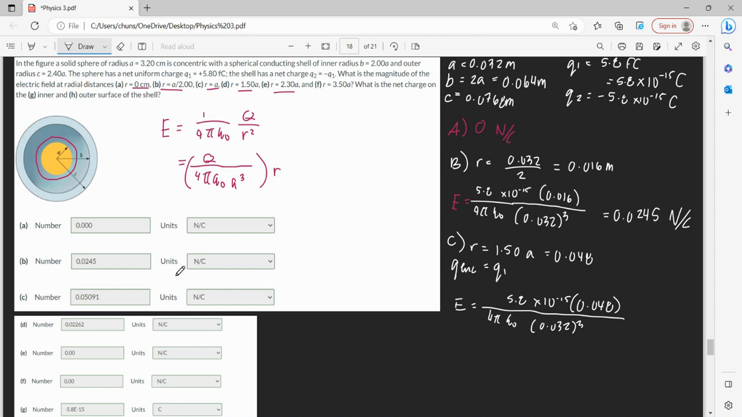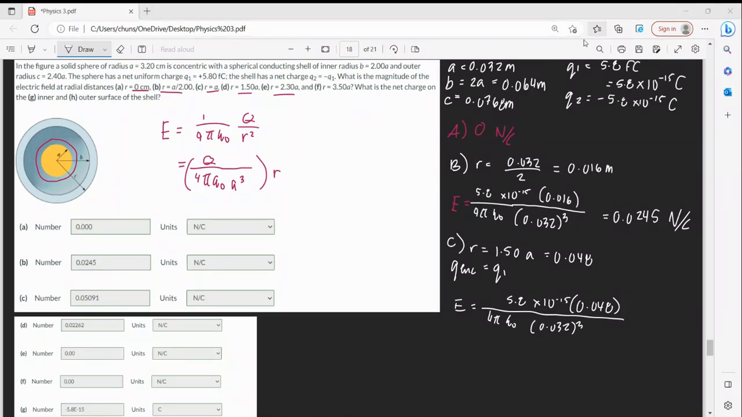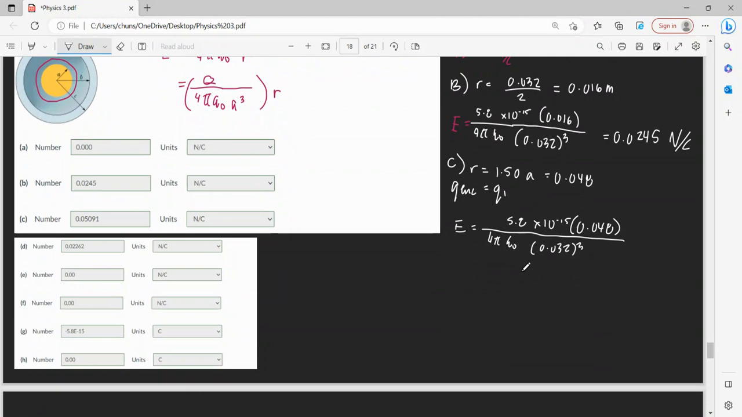And this will give, and this gives 0.0509 newtons per coulomb.